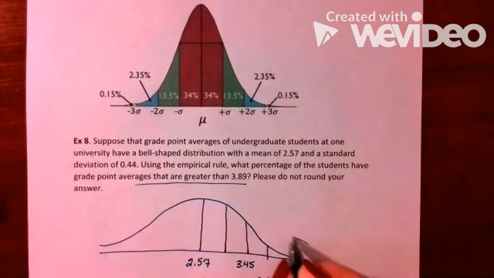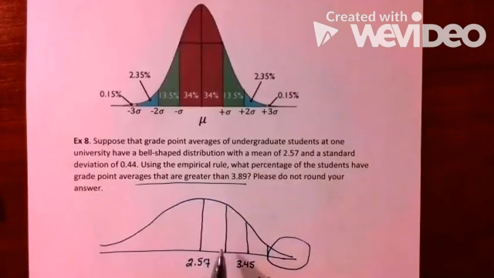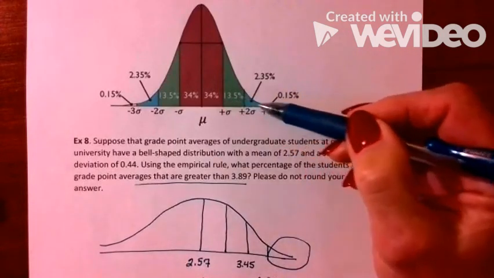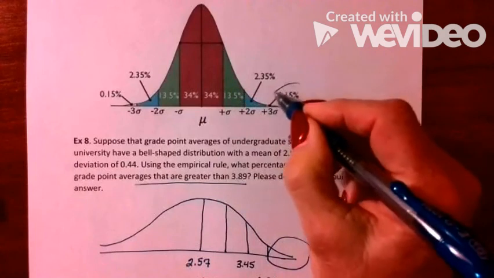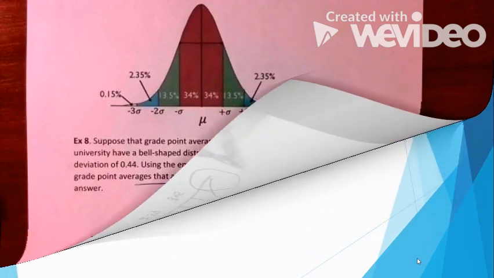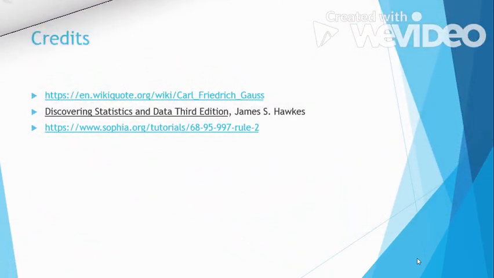So I'm looking for the percentage of data that is in this area here. This is 1, 2, 3 standard deviations above the mean. So I'm looking for the percentage of data that is greater than 3 standard deviations above the mean. And I have my breakdown here, and the percentage of that data that is three standard deviations above the mean is 0.15.